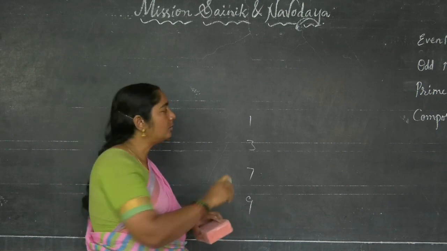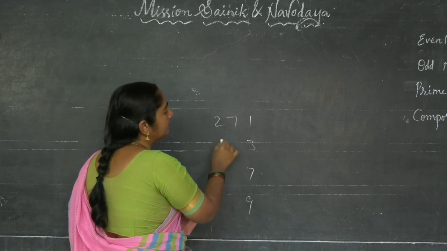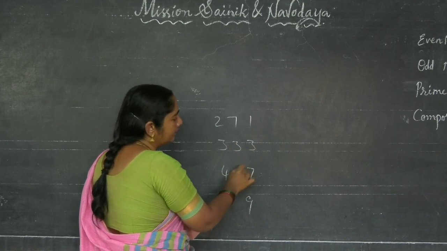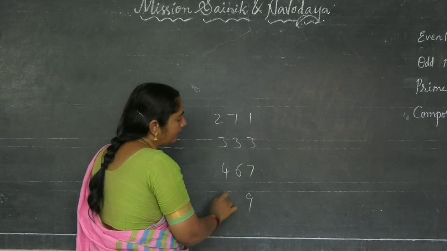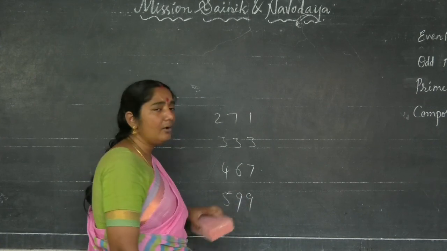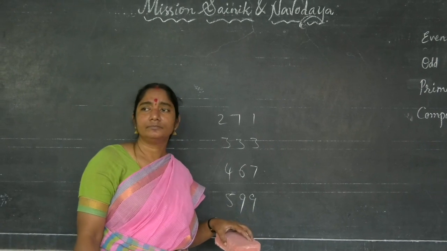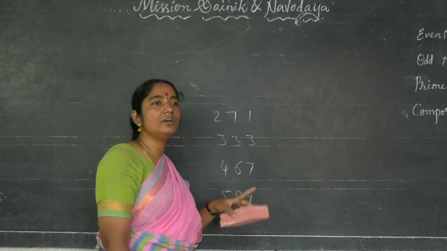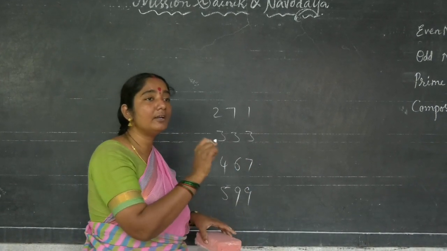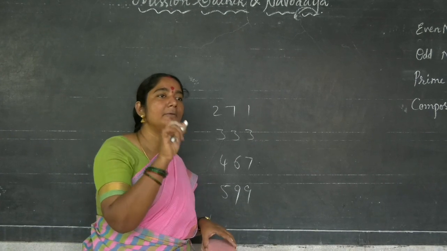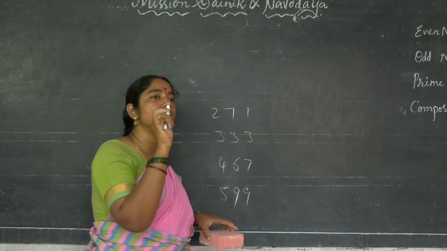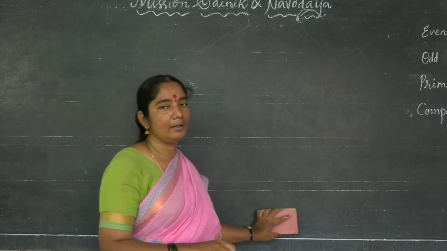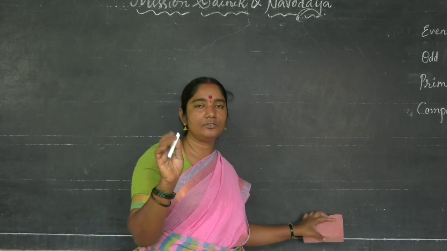Got it? 271, 333, 467, 599. All these are odd numbers because they are not divisible by 2. Such kind of numbers we call odd numbers, because when we divide by 2, the remainder will be 1. Now you understood what is an even number and what is an odd number. Understood?